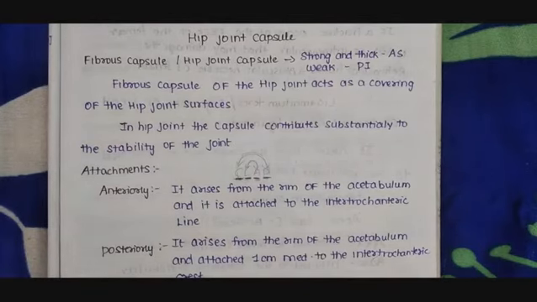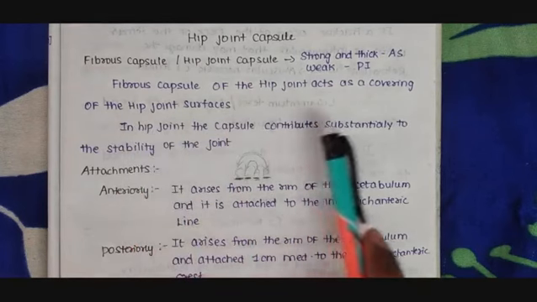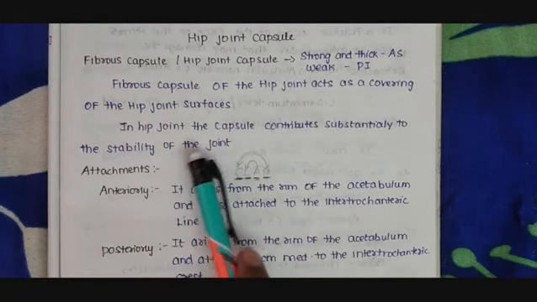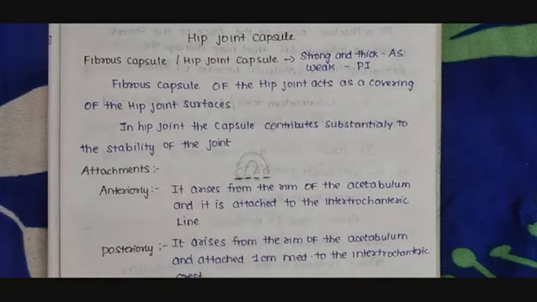Fibrous capsule or hip joint capsule. The fibrous capsule of the hip joint acts as a covering of the hip joint surfaces. In the hip joint, the capsule contributes substantially to the stability of the joint. Now, let us discuss the attachment of the hip joint capsule.